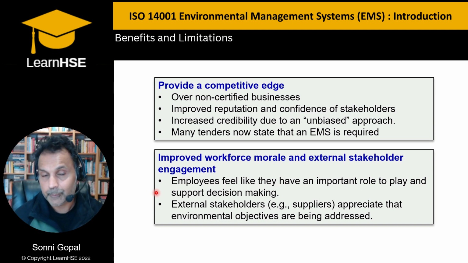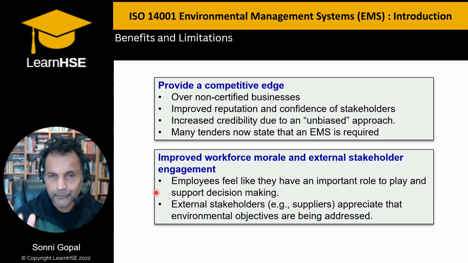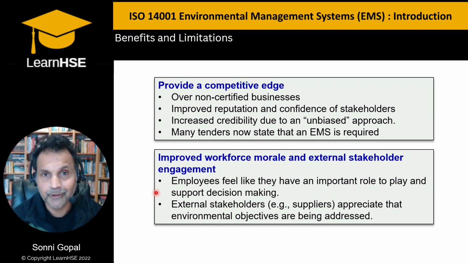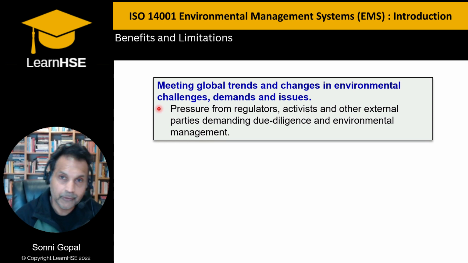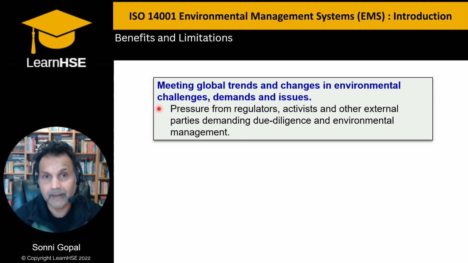Previously, we talked about roles and responsibilities, and we talked about how in ISO 14001 we pull all that together. Here you can see how it then really just adds a little bit more context in terms of the benefits because people feel that they are engaged within the organization. It also helps us in terms of meeting global trends and changes in environmental challenges, demands, and issues. Pressure from regulators, we talked in element 1 all about Extinction Rebellion and other external forces. This will help us in terms of really giving some assurance to them that we are following due diligence and having a good environmental management focus.